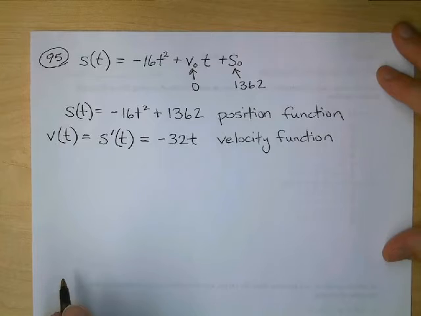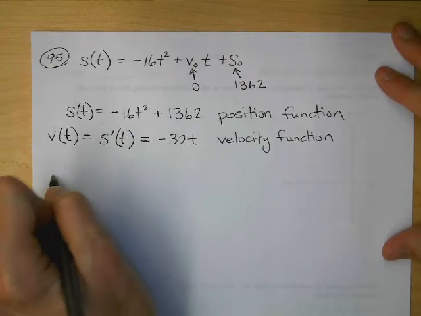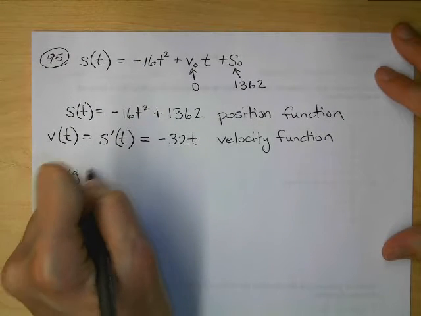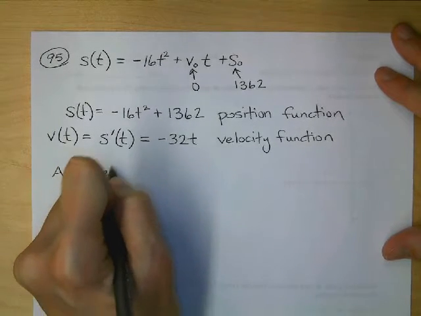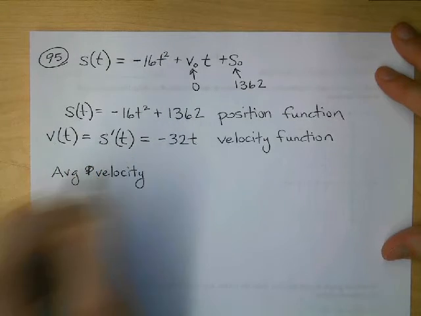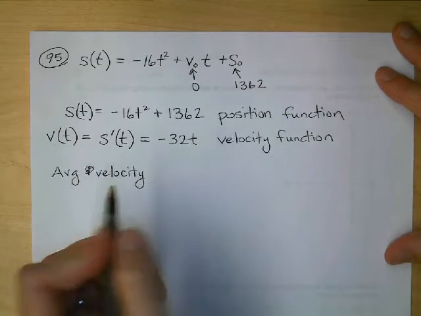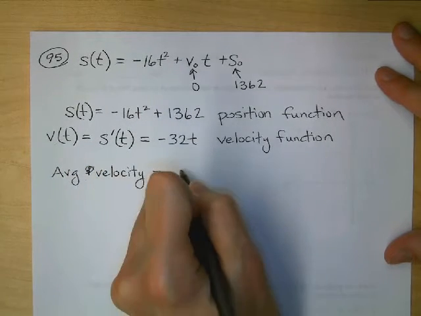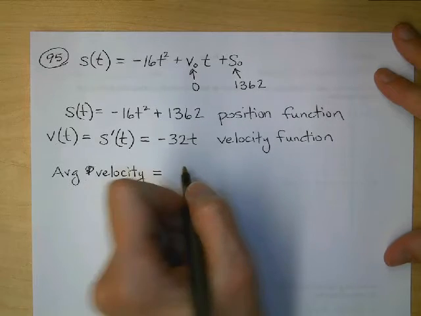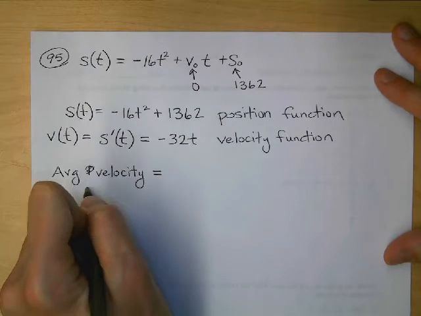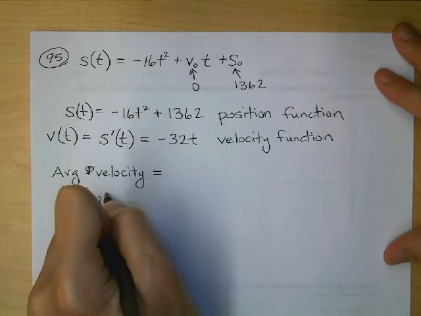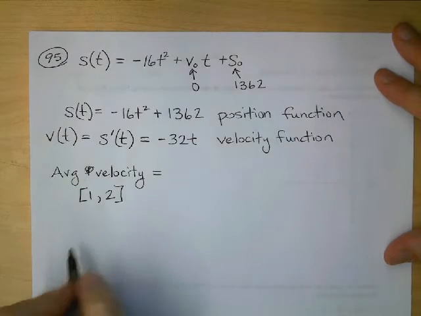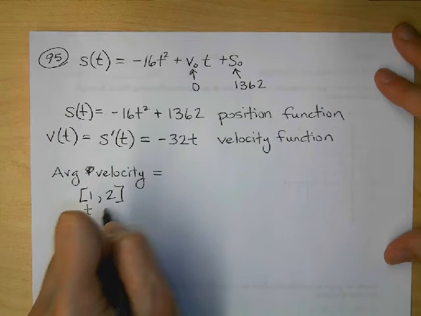Okay, that's part A. Then part B, they want you to find the average velocity. Average velocity. To do average velocity, you plug in numbers. It's kind of like slope. It's like they give you, find the average velocity on the interval 1 to 2. That's like time 1 and time 2.